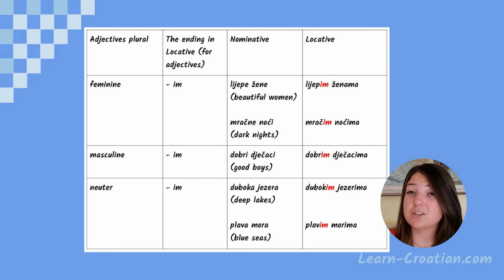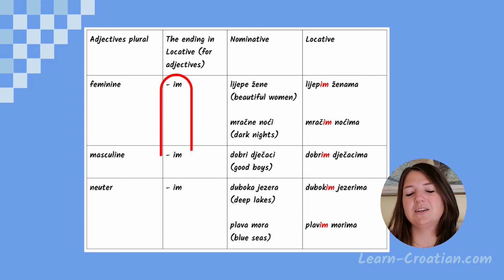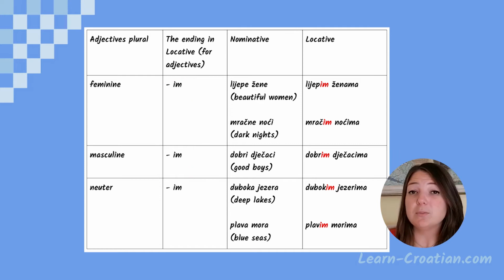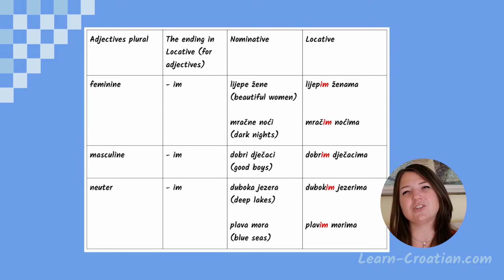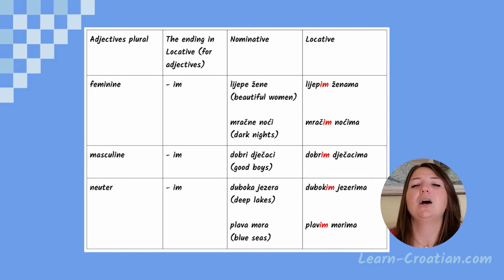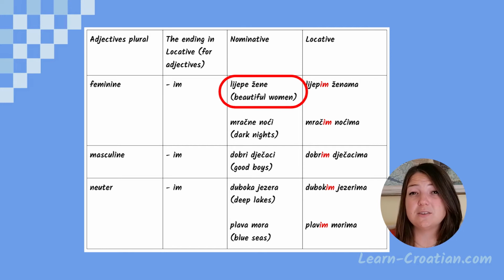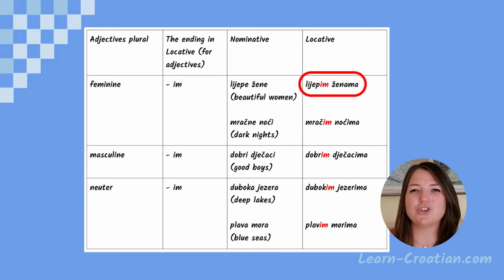Now the plural adjectives are even easier. The plural adjectives have the same ending for the feminine, masculine, and the neuter. For the locative case, it's the same ending, im. Now you just have to pay attention. If the adjective ends on a vowel, you need to change it into an i. So what I am saying is, what you can see here, lijepe žene is beautiful women. That's the nominative, but the locative plural would be lijepim ženama. So you change the e at the end of lijepe into i, lijepim.